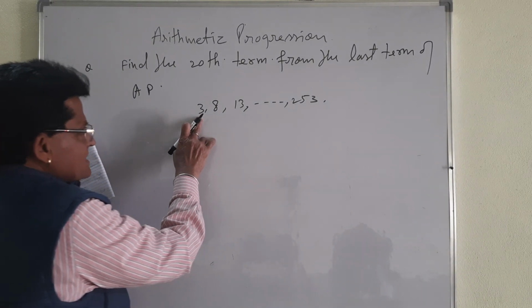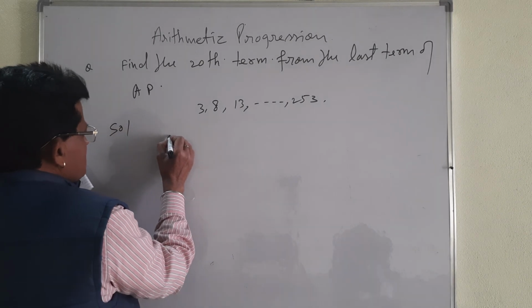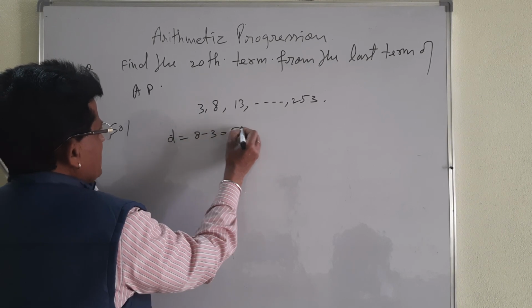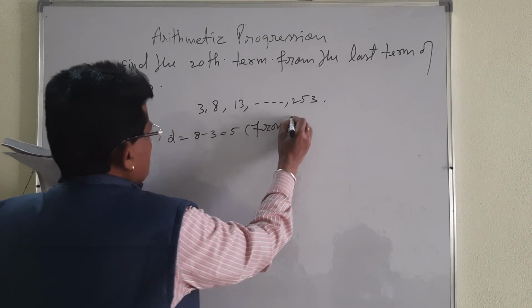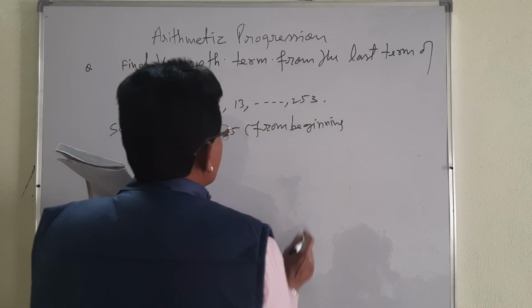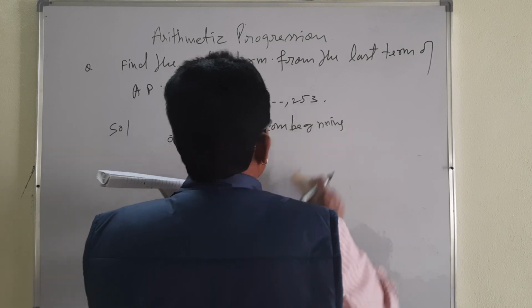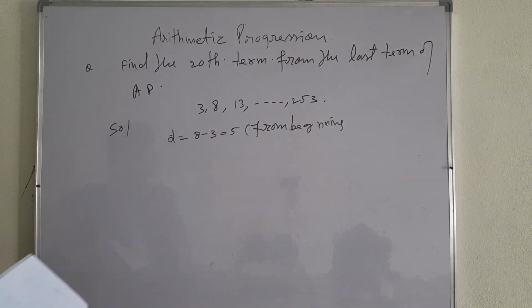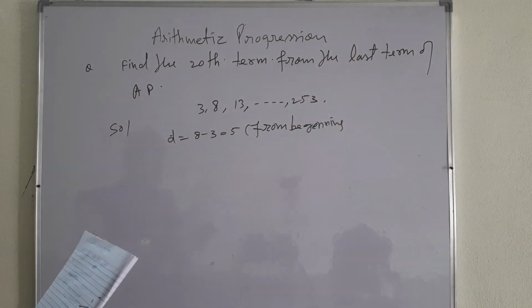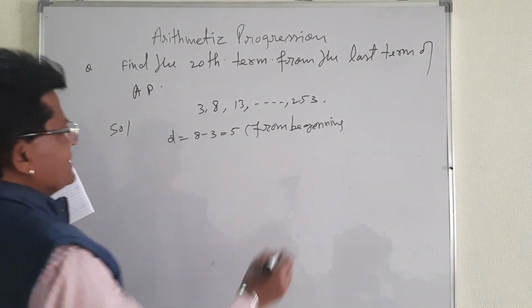From the beginning, the first term is this one. And the common difference from the beginning: d will be equal to 8 minus 3, which is equal to 5. From the beginning, you will see the common difference.